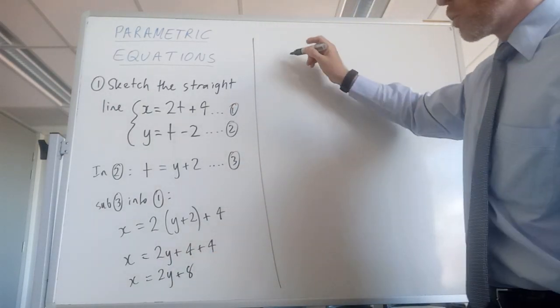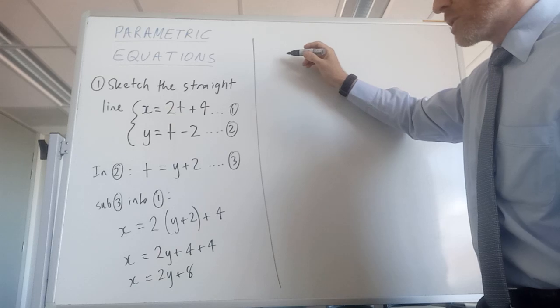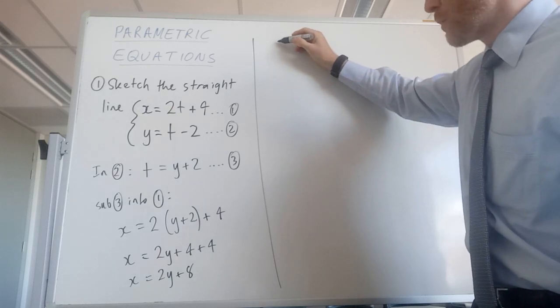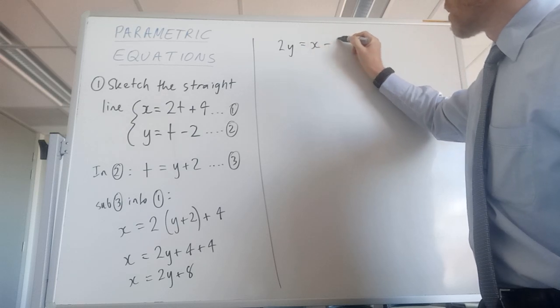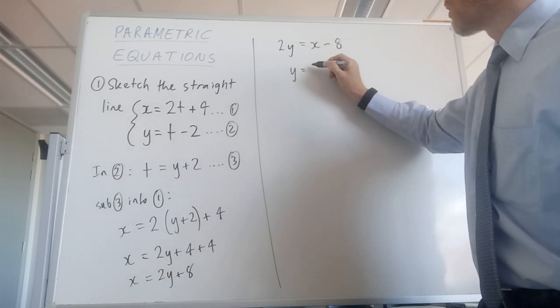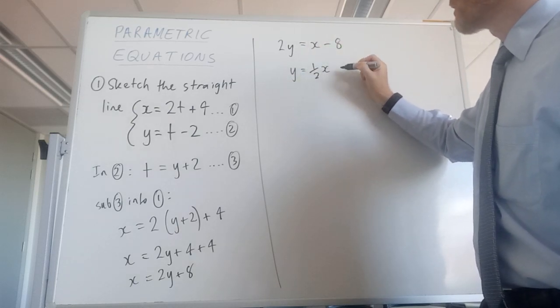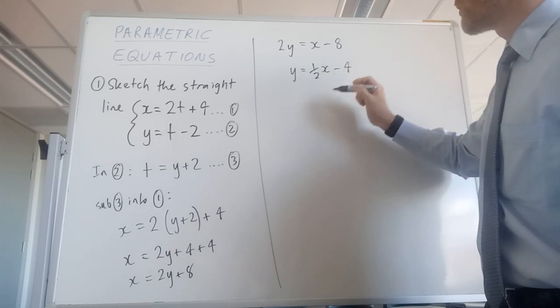Coming up this side of the board, I'm going to change it into y equals mx plus b form. So I've got 2y equals x minus 8, and I've got y equals a half x minus 4.